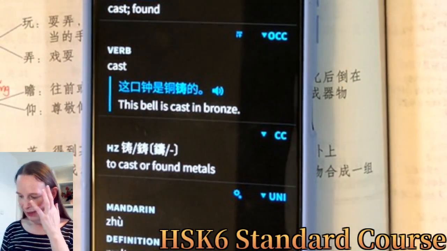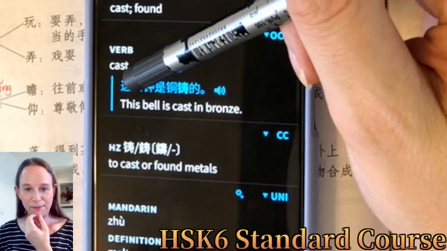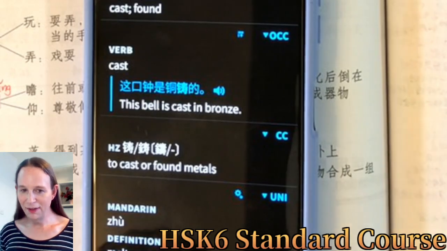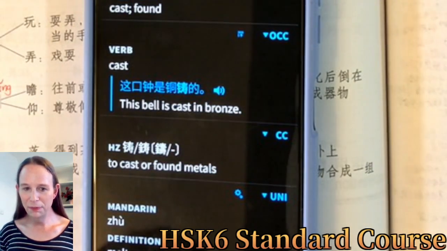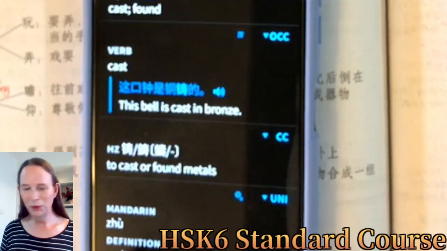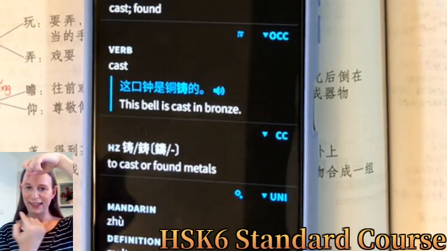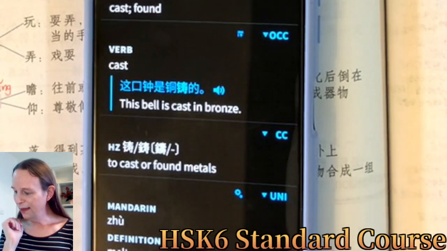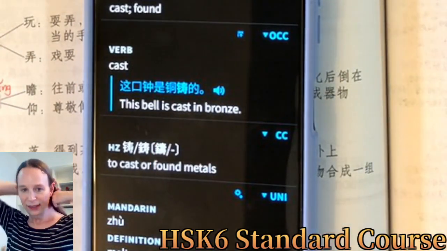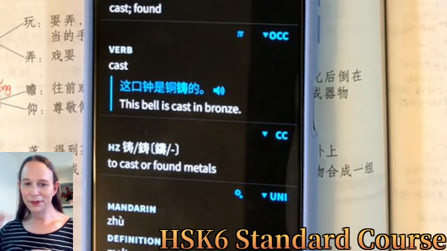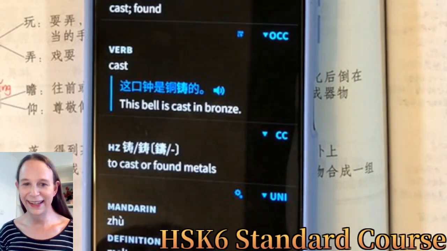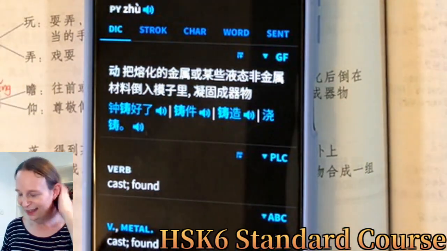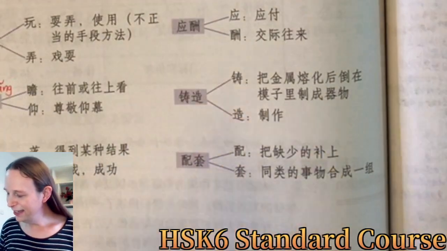这口钟是铜铸的. So this 钟 apparently has a measure word for mouth. For a clock, it's a different measure word, right? Clock would be mian. So 口 I guess represents the circularness of a bell. What's going on with the blurriness? I don't know. 铜 is copper. You can look it up on the periodic table, and in the Olympics, right? And 铸 meaning cast in the sense of metallurgy.